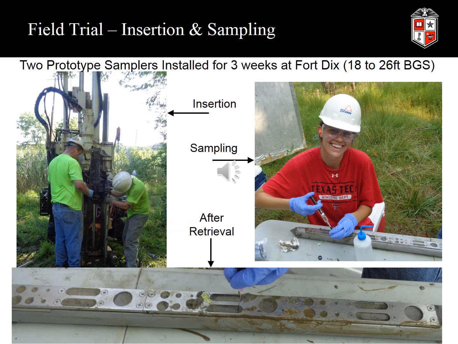These samplers were inserted between 18 and 26 feet below ground surface, and they were left in the sediment for 3 weeks before retrieval. The whole insertion, including the time to assemble the prototypes, probably took about 3 hours total, which includes the assembly, the pre-coring, moving the geoprobe to a new location, and insertion, so it's a fairly fast process. Retrieval is even faster. Retrieval and sampling probably took less than an hour.